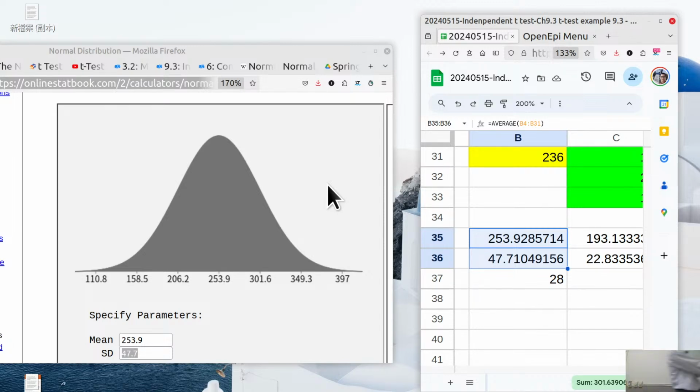Next I will tell you, actually 95% of the area, that is not exactly plus minus 2 standard deviation. That is very close. That is plus minus 1.96 standard deviation. Not the 2.0, but very close.